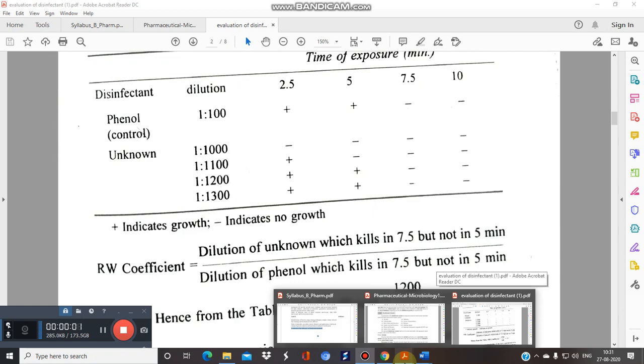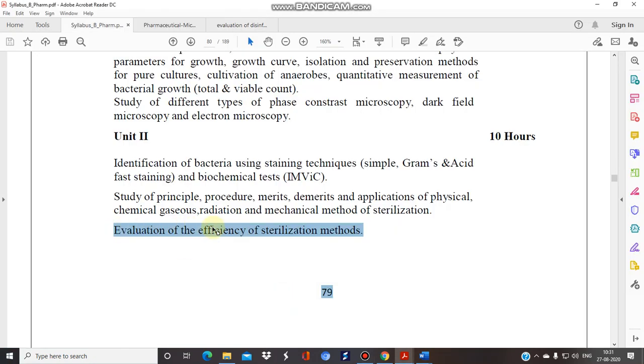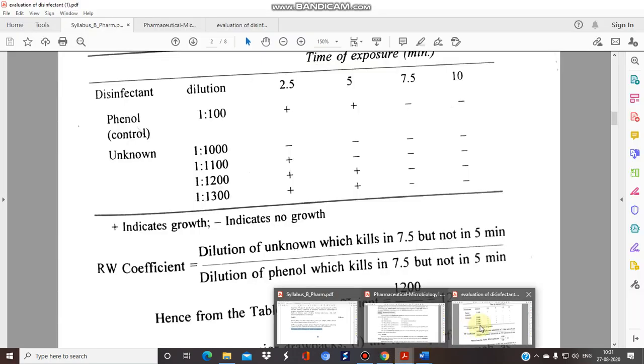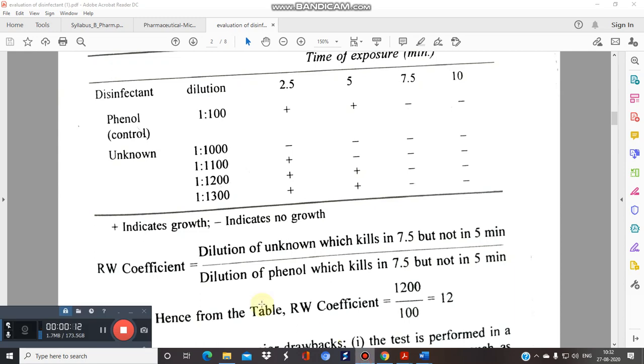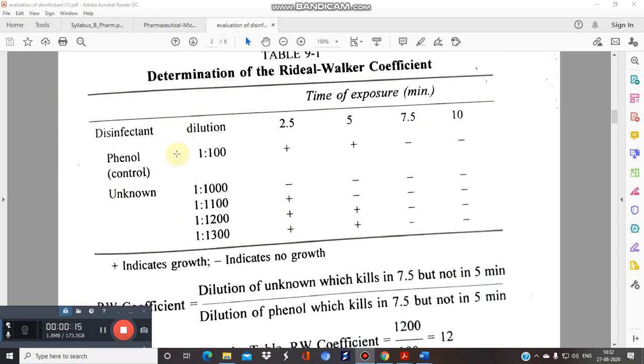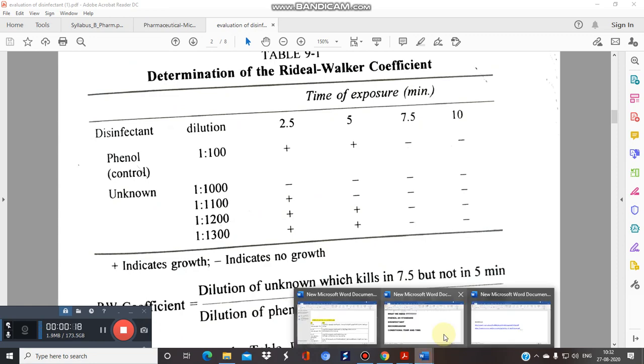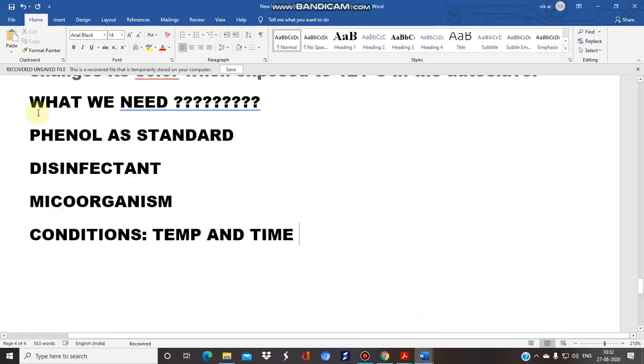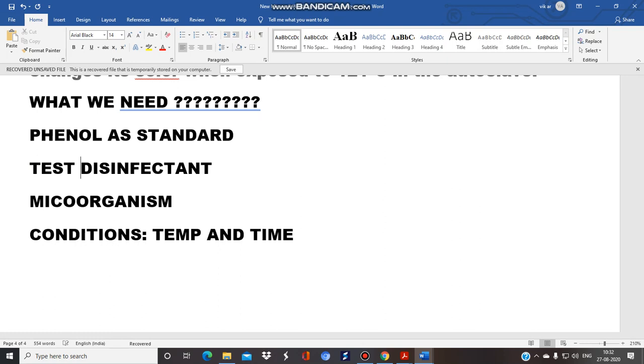I welcome you all to the part 4 video of the evaluation of the efficiency of the sterilization methods, and we have covered the Riedel-Walker test. We will discuss this table again in this video. For the Riedel-Walker test we need phenol as a standard marker disinfectant, and we need the test disinfectant for which we have to calculate the efficiency. Of course, in the Riedel-Walker test we use Salmonella typhi, and we have different temperature and time conditions.